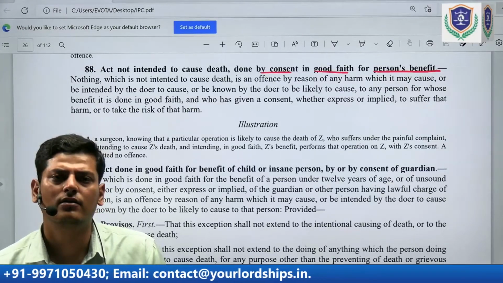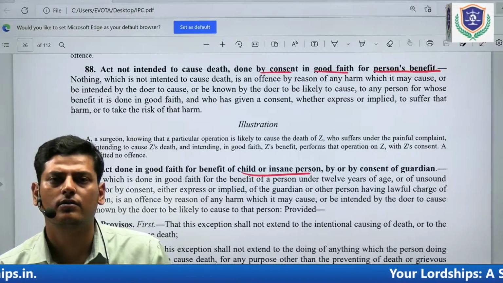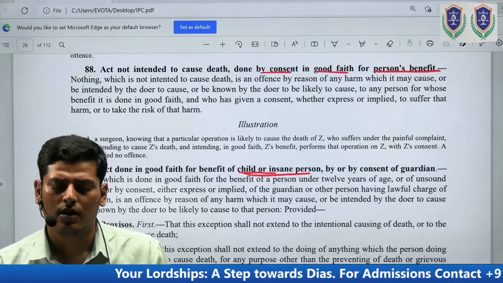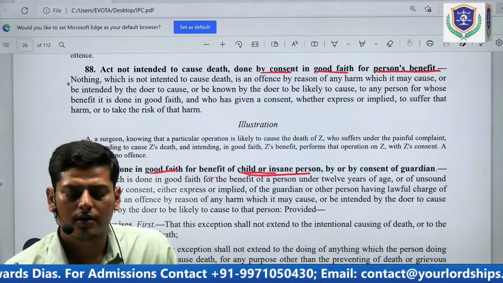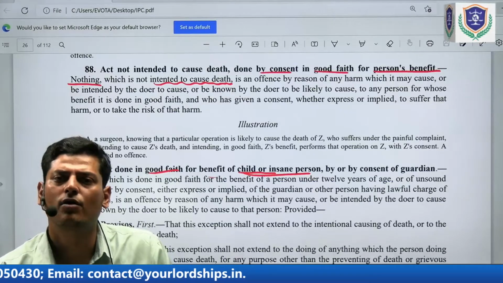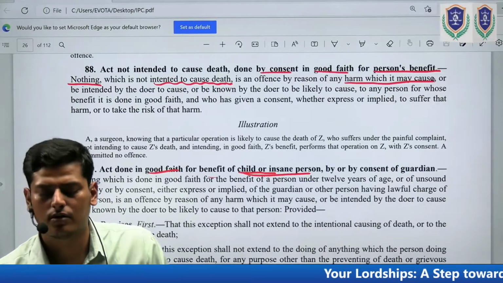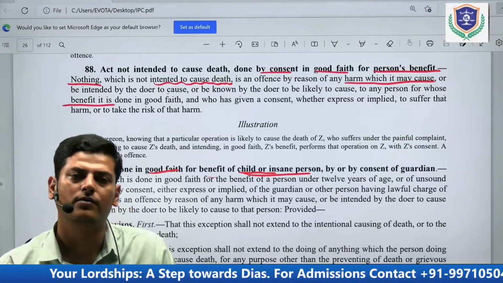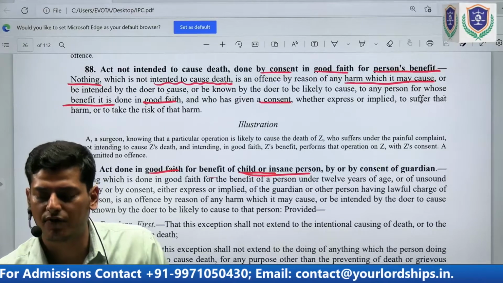Or if that person is a child, an insane person, or a person who has a guardian, then with the consent of the guardian of that child or insane person, or any person who is lawfully interested, an act can be done in good faith for the benefit of such child or insane person. Section 88 says that nothing which is not intended to cause death, so intentional causing of death cannot be protected, is an offense by reason of any harm which it may cause, or be intended by the doer to cause, or known by the doer to be likely to cause, to any person for whose benefit it is done in good faith, and who has given a consent, whether express or implied, to suffer that harm.